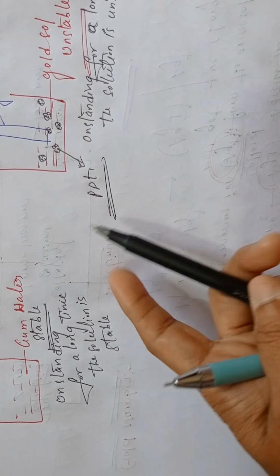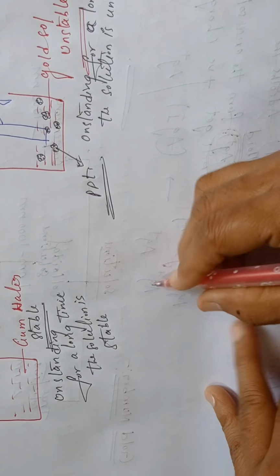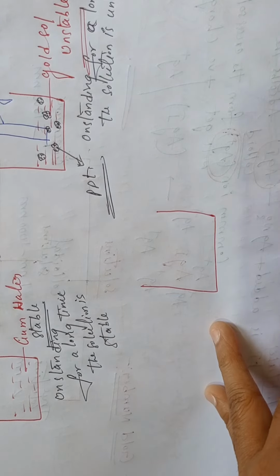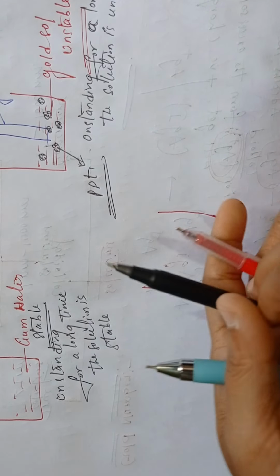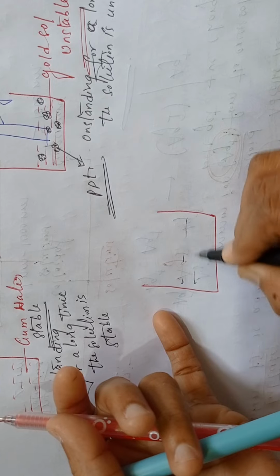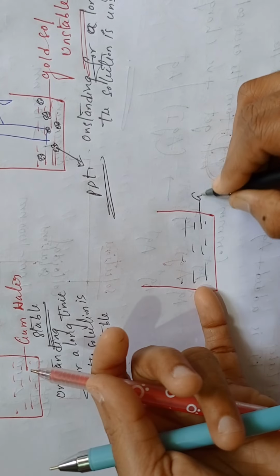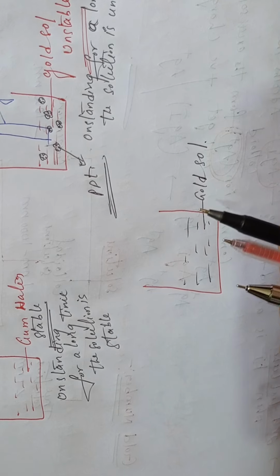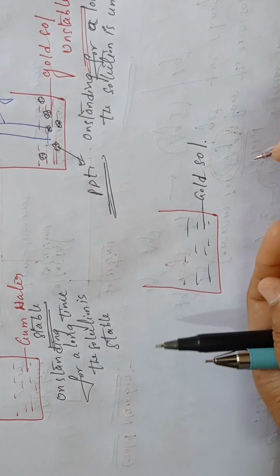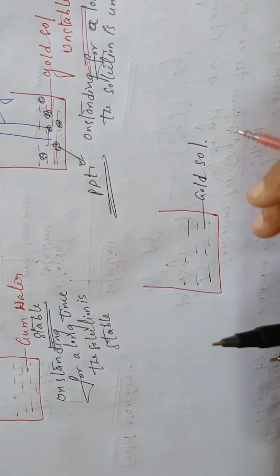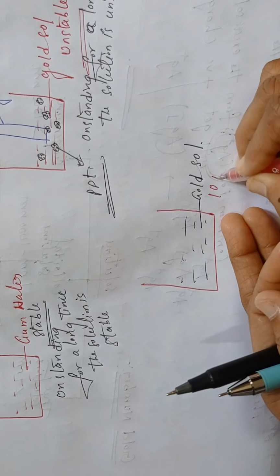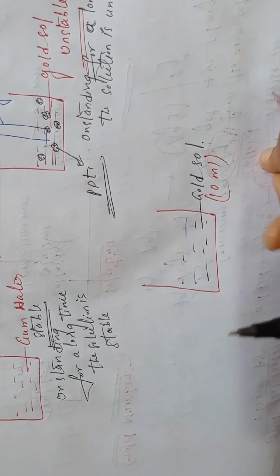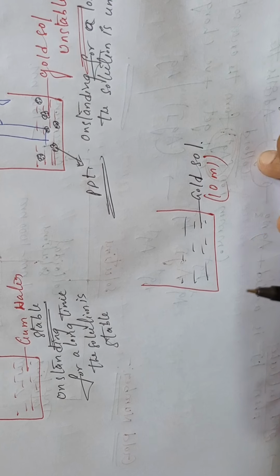I am taking the lyophobic colloidal sol. Now this is the gold sol solution. This is the gold sol unstable solution. Okay, now it is a gold sol. To this gold sol, I am taking 10 ml of solution. I am taking how much? I am taking 10 ml gold sol. You are taking, students, 10 ml.